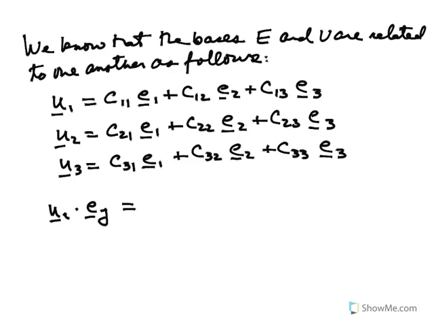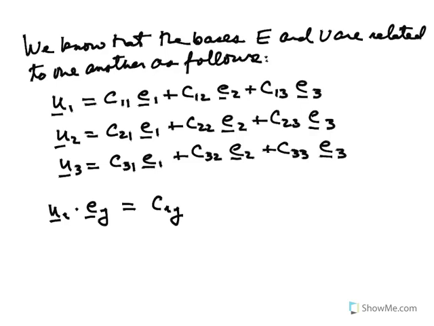Well, because these are right-handed orthonormal bases, I know that if I take the dot product, or the scalar product, of any one of the vectors U1, U2, U3 with any one of the vectors E1, E2, E3, the only coefficient or the only component that's going to survive, because all the other ones are going to become 0, is going to be the component Cij. Now you can see that simply by looking at one of these.